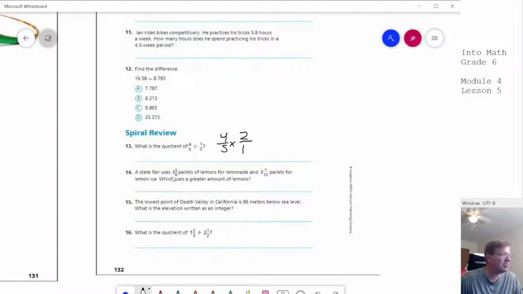We are going to compare both of these. So we would be using subtraction. If we're using subtraction for this, we need to find an equivalent fraction for 5/6 and 7/12. So you might be able to change this one to make it into parts over 12, and that would give you something that you could compare. And then you could figure out which side, the state fair or the lemonade or the lemon ice uses a larger amount of lemons. So those are some examples from the homework and how we could go ahead and do those.